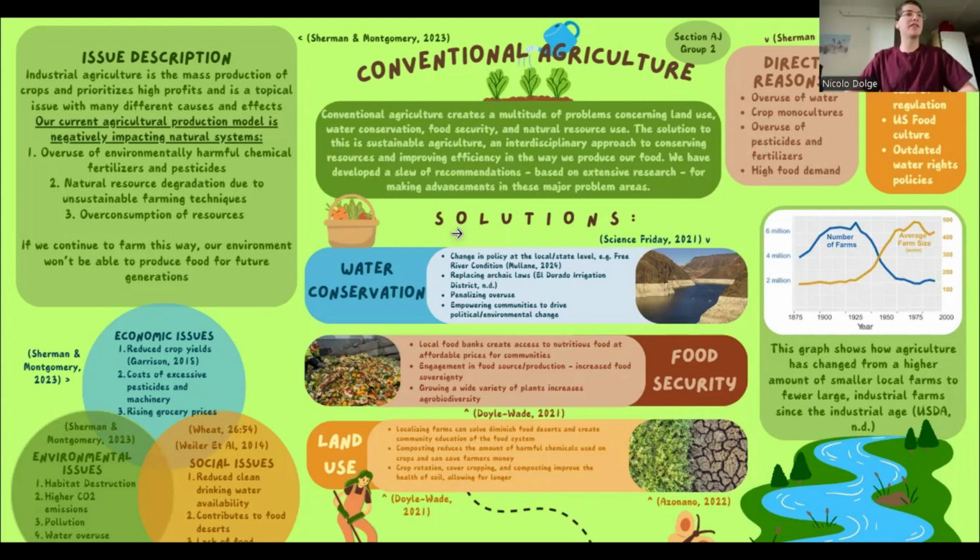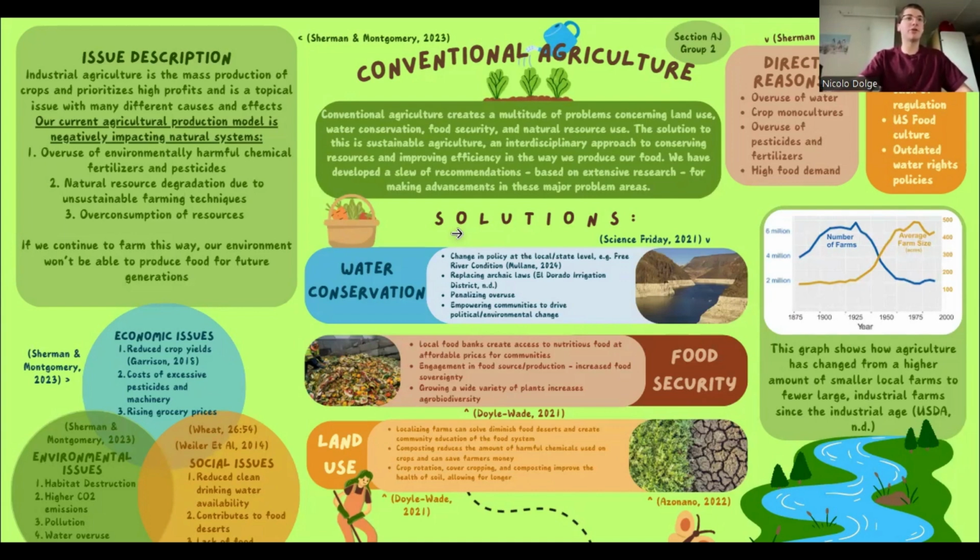Conventional agriculture creates a lot of issues in economic, social, and environmental areas. So, in terms of economic issues, conventional agriculture actually leads to reduced crop yields compared to sustainable agriculture, as well as excessive costs of pesticides and machinery. All this leads to rising grocery prices for crops at the store as these costs are passed on to the consumer.